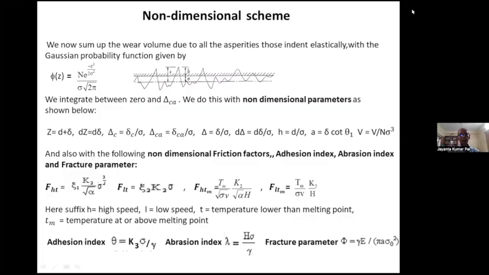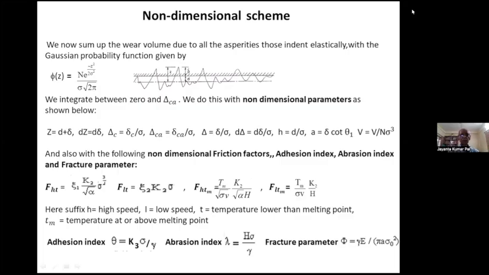But here for abrasion or for conical asperities, which we use for developing the model for polymer wear, a would be replaced by delta cot theta 1, and V, the wear volume, is non-dimensionalized by V divided by capital N sigma cube. So these are the non-dimensional scheme we used.